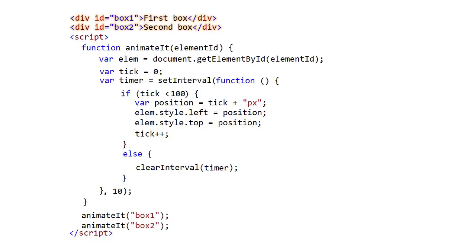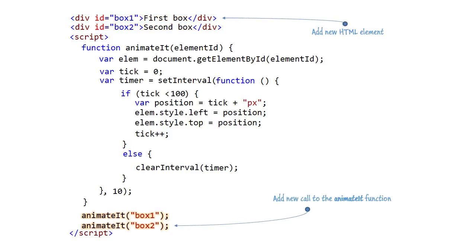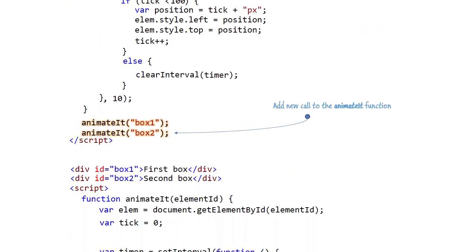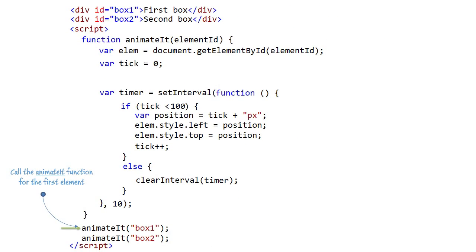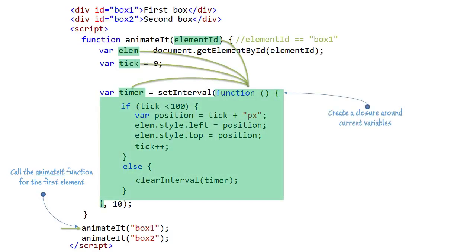Now imagine that we want to animate two elements. We'll have to adjust the code a bit. We have added a new HTML element and a new call to the animateIt function. When we execute the animateIt function through the first call, we define four variables: element ID, lm, tick, and timer, and we create a function closure around these variables. This essentially means that this function also carries information about the current state of the variables. In the end, we also ask the browser to execute this function every 10 milliseconds.